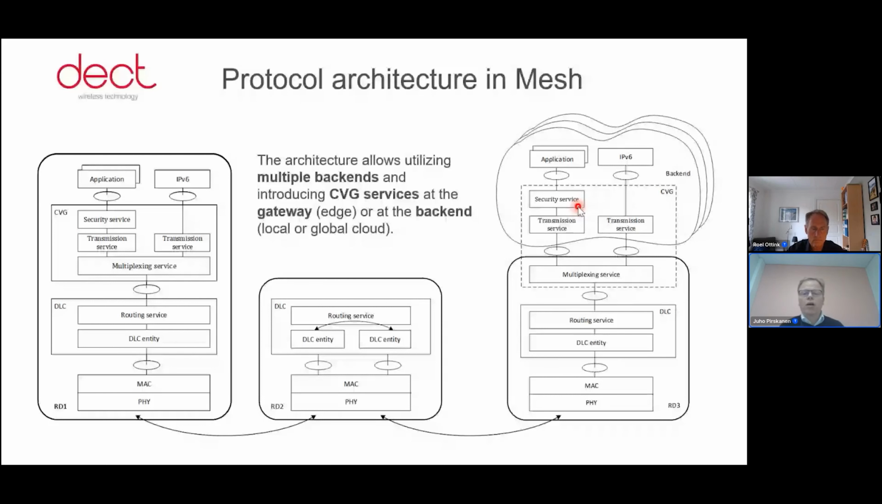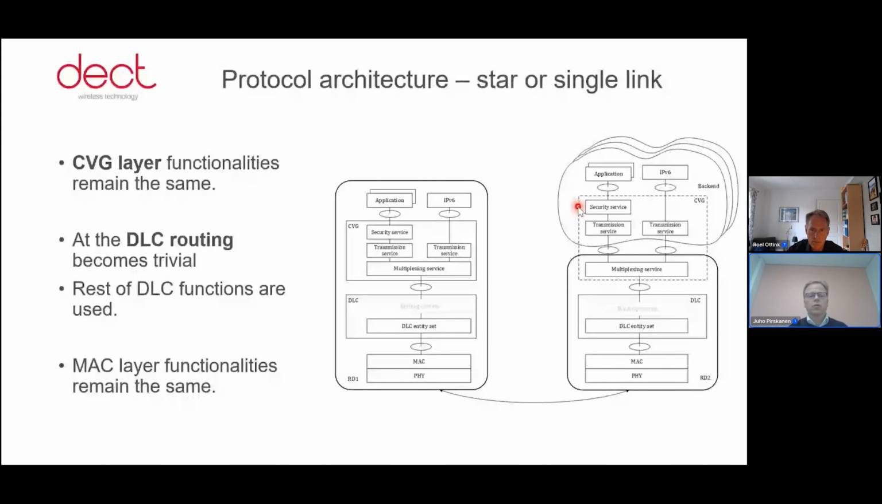If we look at protocol architecture in star or single link operation, let's say the CVC layer functionalities remain the same, all the same functionalities can be used. DLC routing becomes trivial. So basically all the data is either from the radio device or to the radio device. And the other radio device which is operating as an FT with the backend connectivity is basically forwarding data between backend and the device. But the rest of the DLC services are there, except the routing, which is the trivial part, and then the MAC and physical layer are also exactly the same.